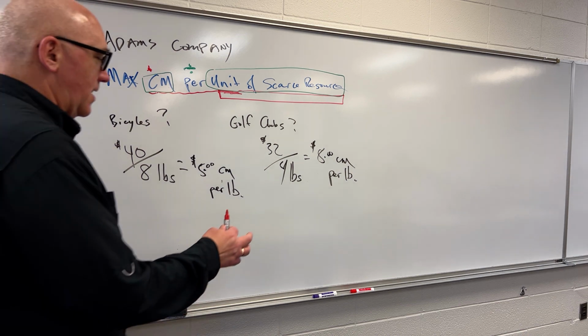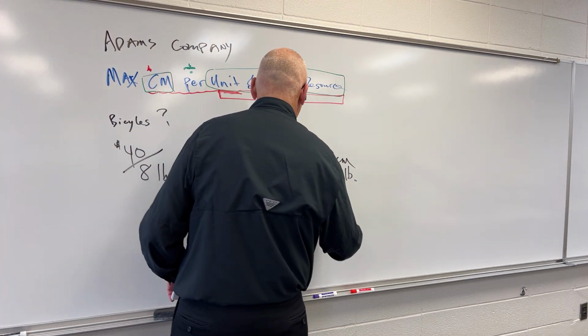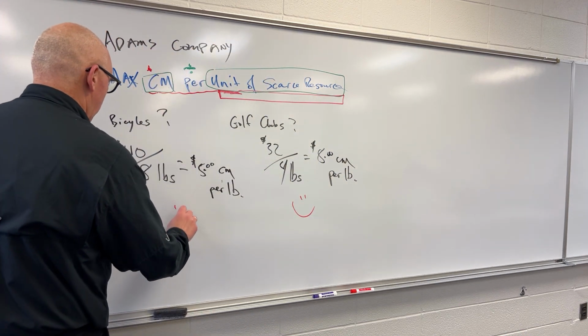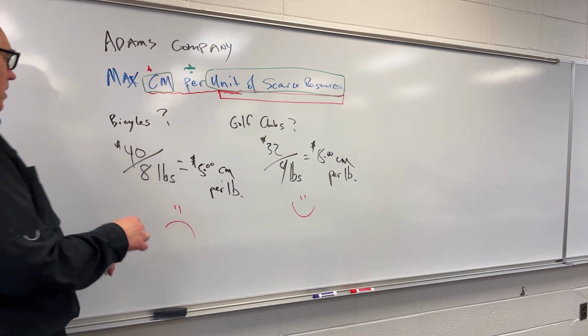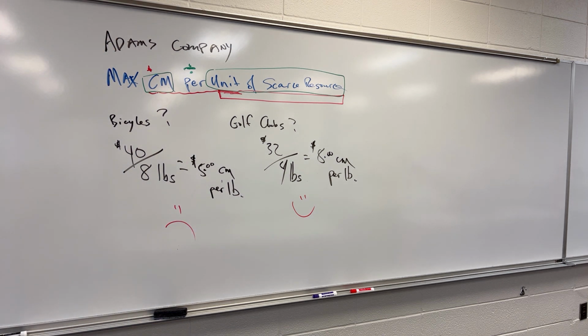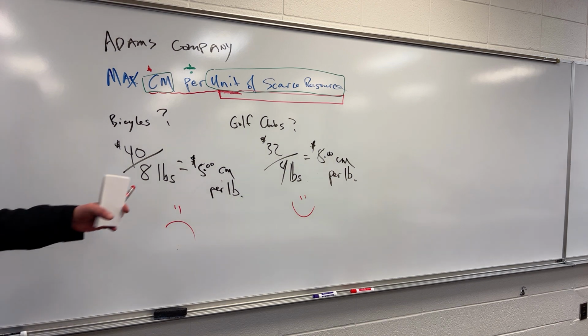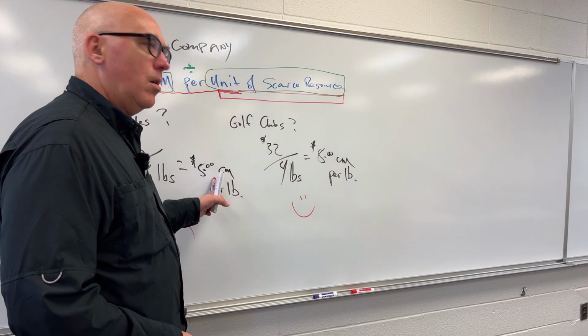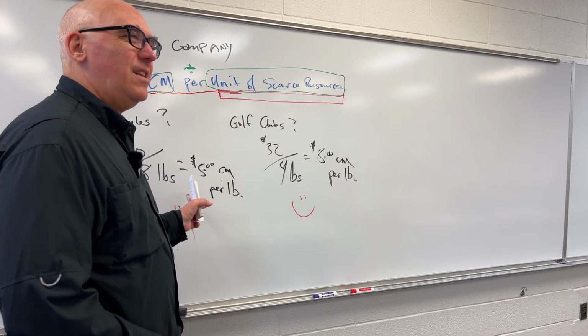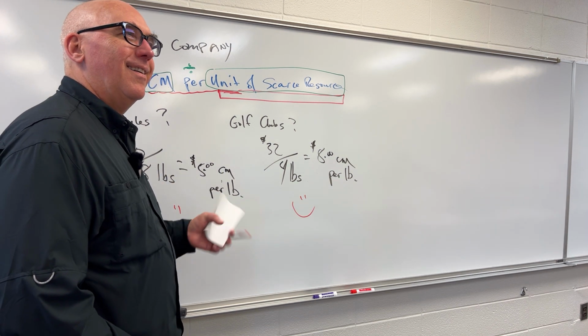So we say yes to golf clubs, no to bicycle frames. So actually that's $5 or half a dollar? $5. What? 5.00? I think it's half a dollar. 40 divided by 8? Oh, sorry.